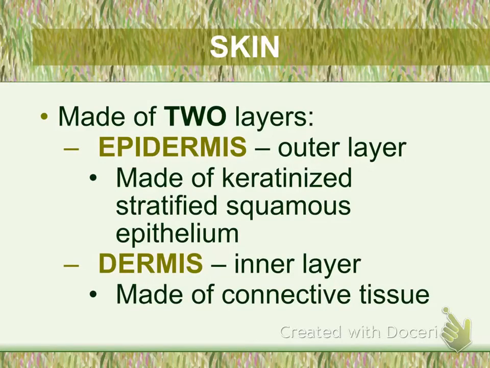The more superficial layer, or the outer layer, is the epidermis, and the deeper layer, or the inner layer, is the dermis. The epidermis, recall from last unit, is made up of keratinized stratified squamous epithelium, and the dermis layer is mostly connective tissue.